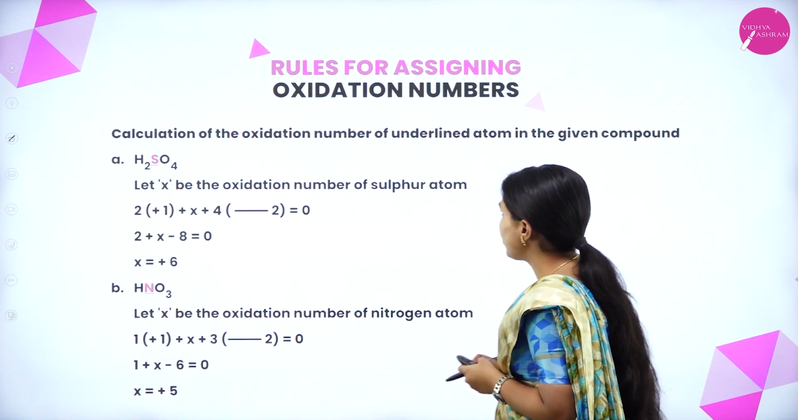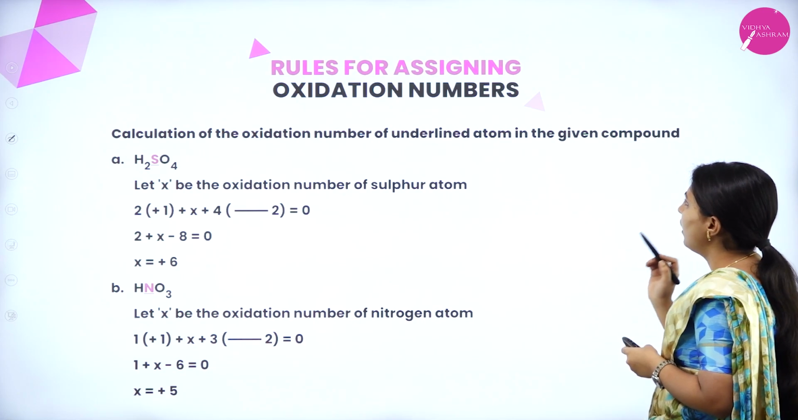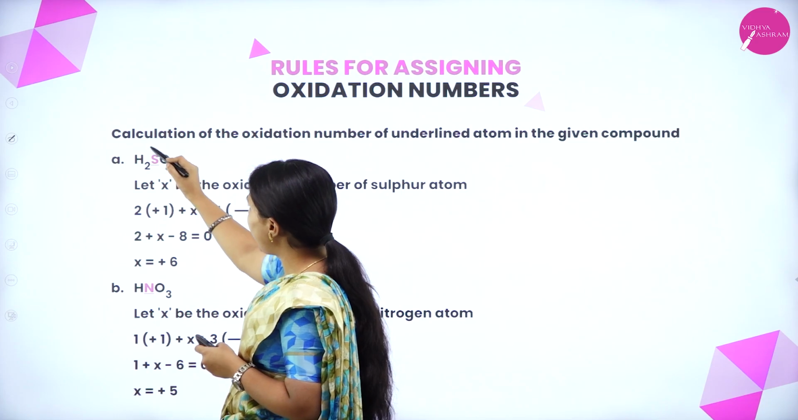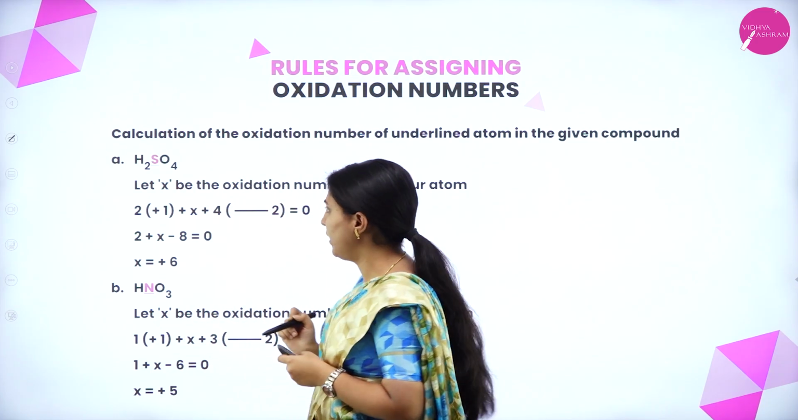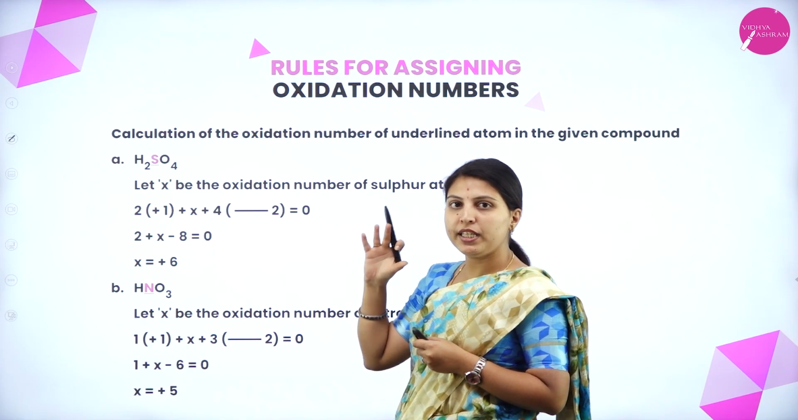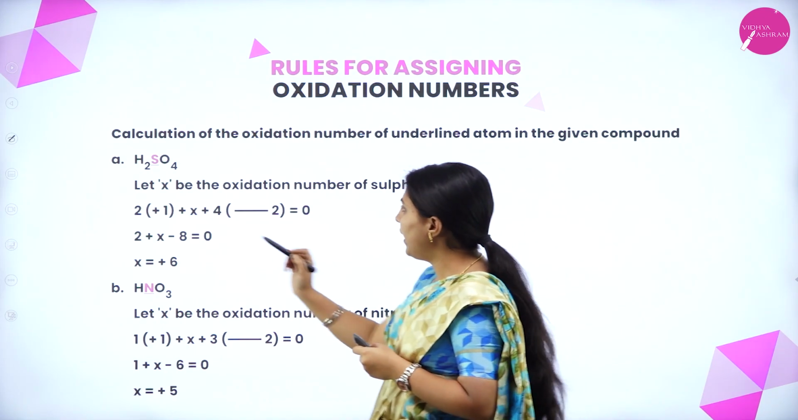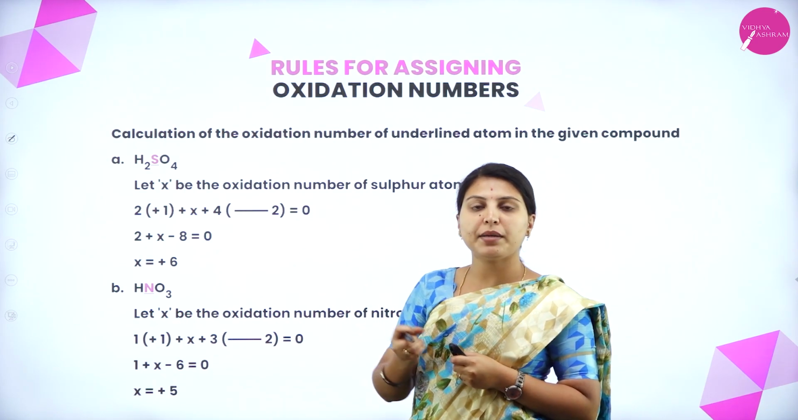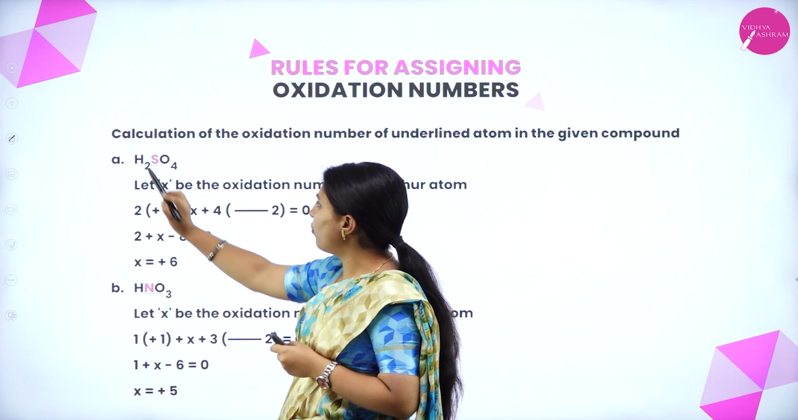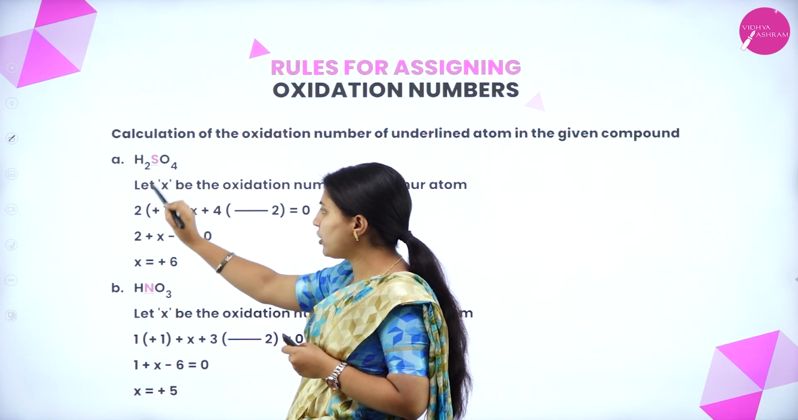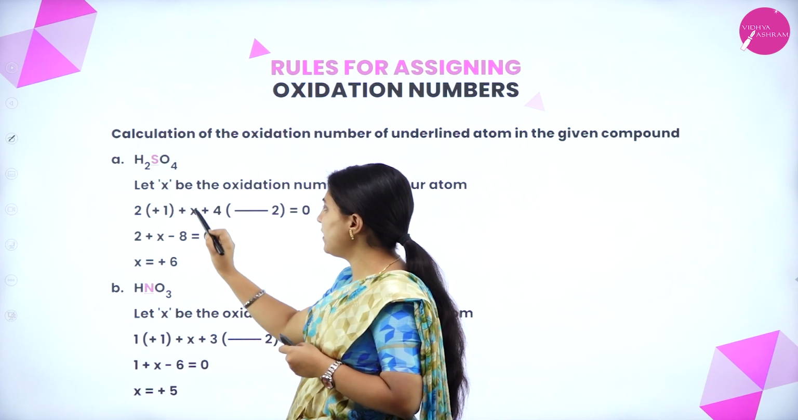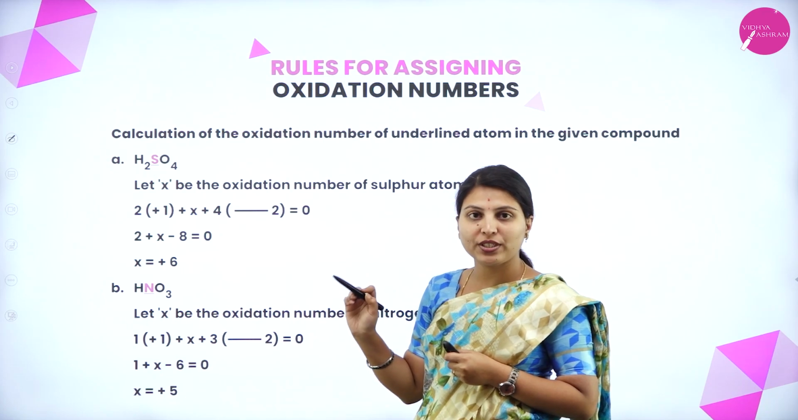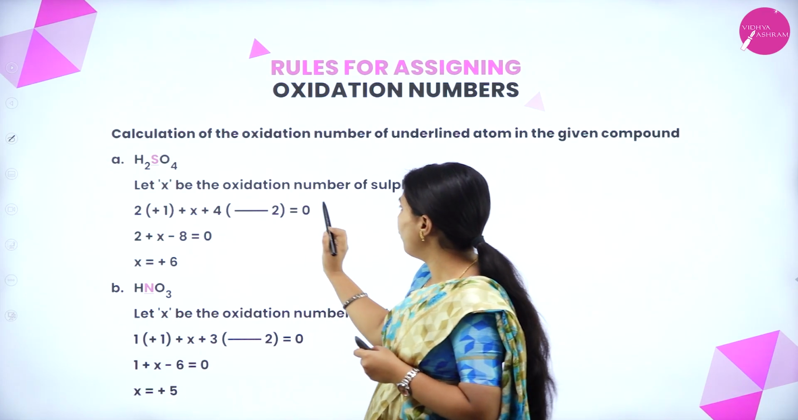Calculation of the oxidation number of the underlined atom in the given compound. This is H2SO4. For S, we have to find out the oxidation number. What will we do now? That should be considered as X. Let X be the oxidation number of the sulfur atom. We don't know that, so we represent it as X. For H2, it is +1, but there are 2 hydrogen atoms. S is X, oxygen is 4 into -2, where -2 is the charge of oxygen, and the total will be equivalent to 0.